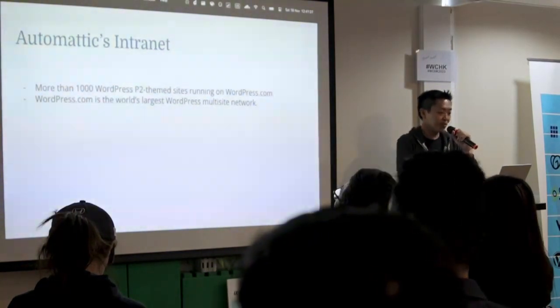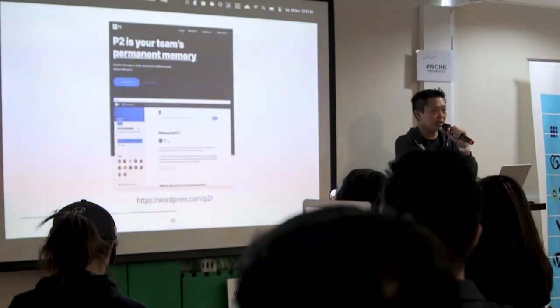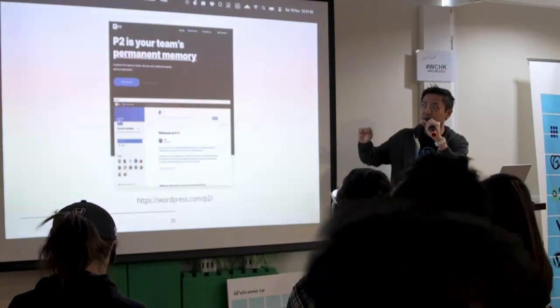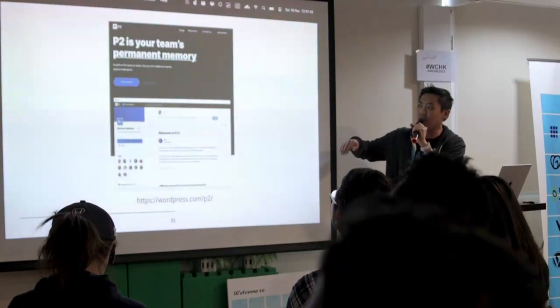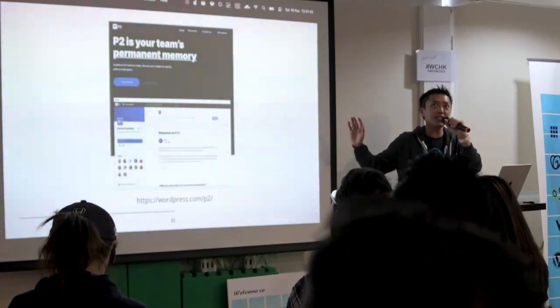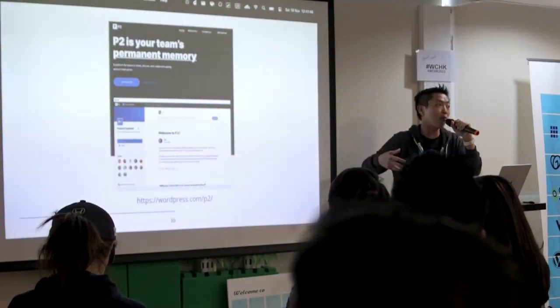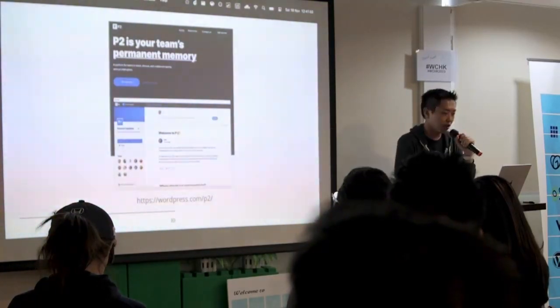WordPress.com is the world's largest multisite network. And this is actually a public product page. You can get more info from our website here, WordPress.com/P2. And this is the system that powers how we work within the company. And you have a little bit of a snapshot over here.